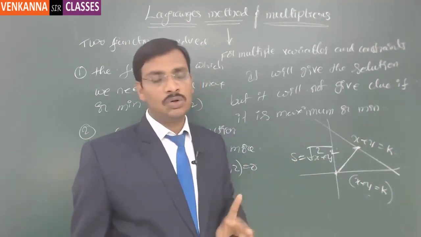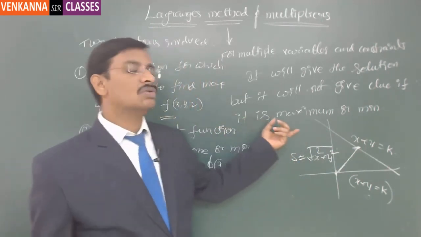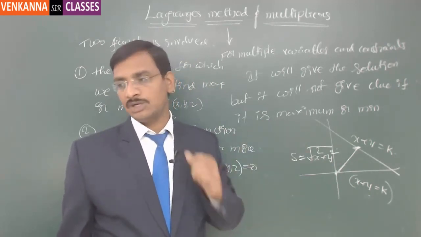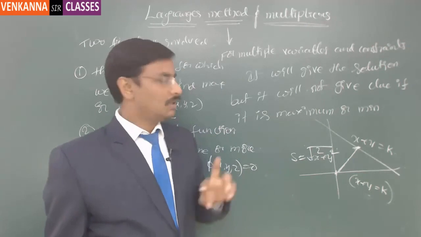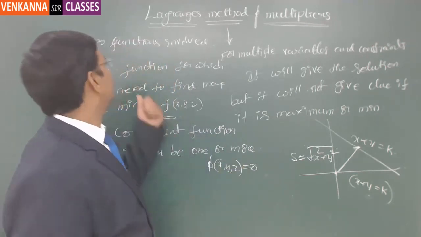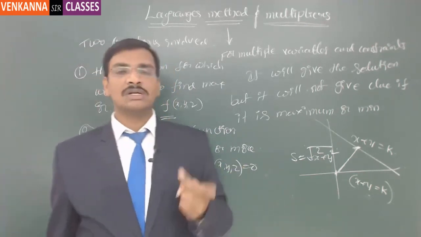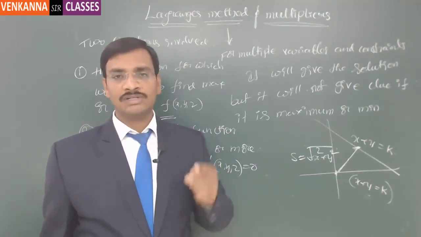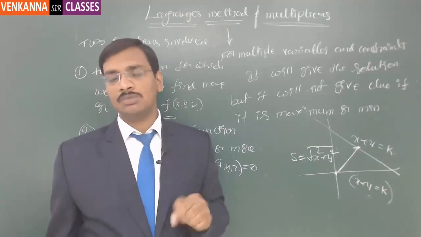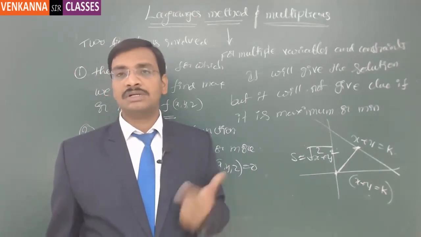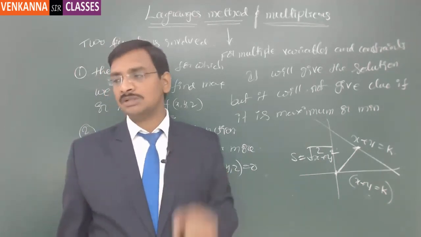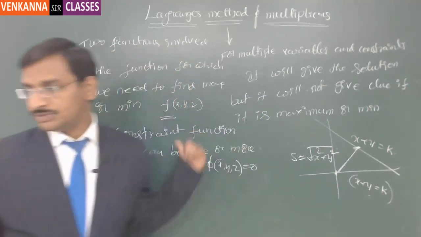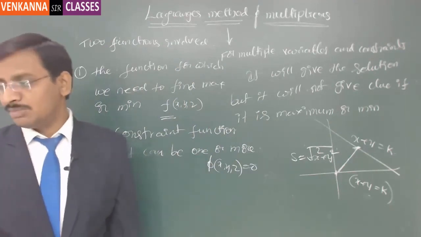Here, note that one limitation is that it is not going to say whether it is a maximum value or minimum value. That you have to identify based on the physical scenario. That is one point you need to note. And another thing is that there are 2 different functions involved in Lagrange's method of multipliers. One function is the function to be maximized or minimized, and the other is the constraint subject to which we need to maximize or minimize. So these are the 2 important aspects you need to note down. Just note this down. I am going to explain the method.